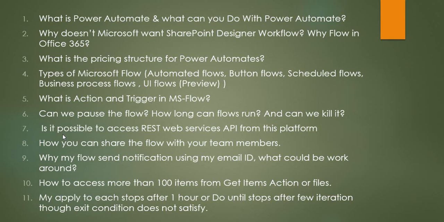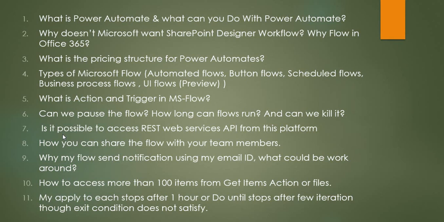Then coming to the 10th question, how to access more than 100 items with the Get items action, or files? If you are a Power Automate developer, then this is the most common question you would have if you are working on a number of items which are more than 100. The reason for the limitation is that by default REST only returns 100 items. So that's the limitation. But how do we overcome it?